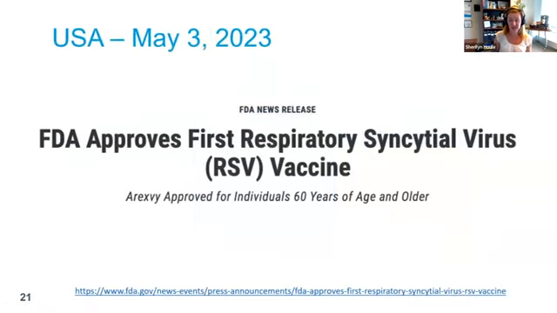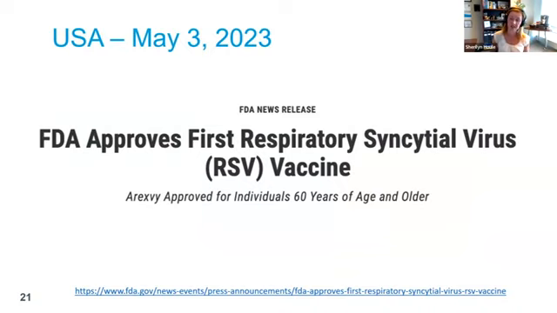So you may have seen news reports in the US in the beginning of May when the first RSV vaccine was approved. This was back on May 3rd, and it was specifically approved for individuals 60 years of age or older. And then a few weeks later, we saw the approval of a second RSV vaccine indicated for that 60 years of age and older population. So the USA now has 2 vaccines that are both approved by the FDA for the older adult population.